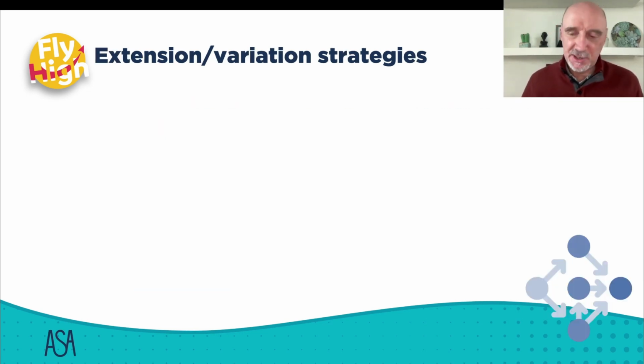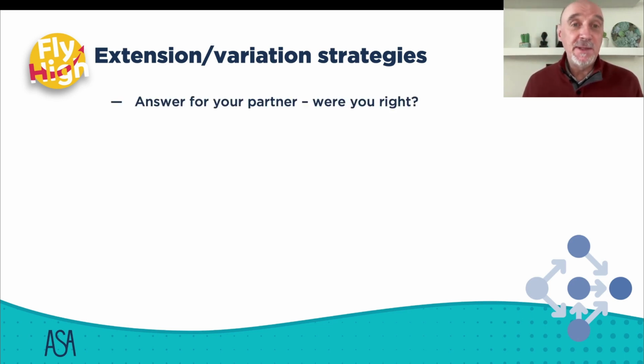Extension and variation strategies. So there are various different ways we can expand upon this. We can build in variation, we can keep it fresh. One of which is answer for your partner. If you know your partner even a little bit, what you can do is, rather than talking about yourself, you can talk about yourself as if you were your partner and use the ideas and opinions and experiences you think your partner has had. It's a great exercise in spontaneity, in creativity.